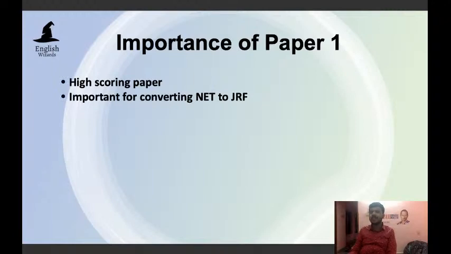So it's very important that you score as many marks in your paper one as possible, because there are people who score up to 90-95% marks in their paper one. I, for instance, no, I'm not boasting myself, but honestly, I scored around 92% marks. That is, out of 100, I scored 92 marks. That is one of the prominent things that allowed me to crack JRF in the first attempt itself. So these are some general things.